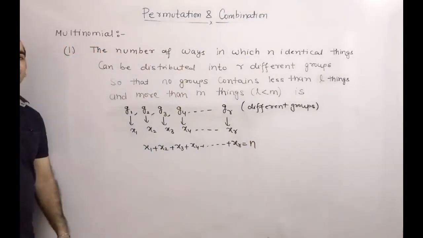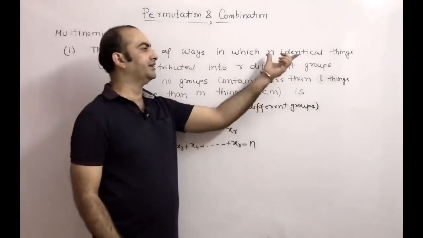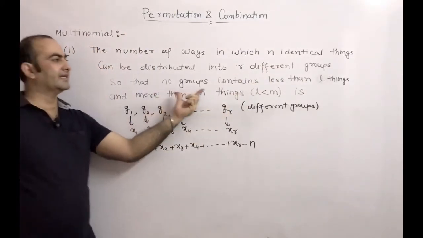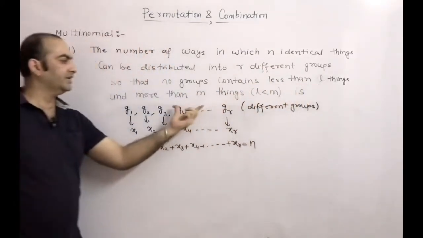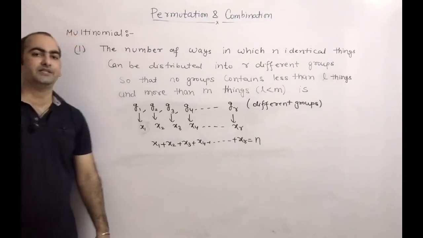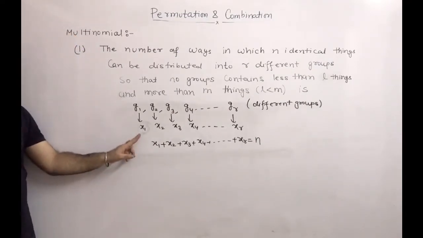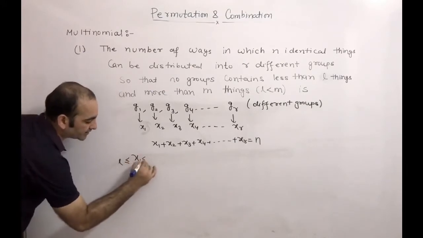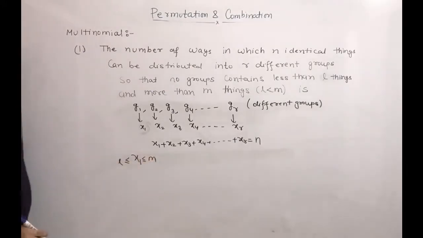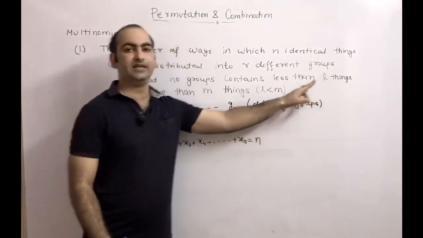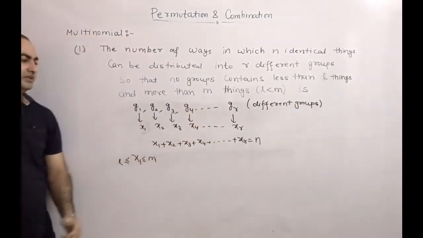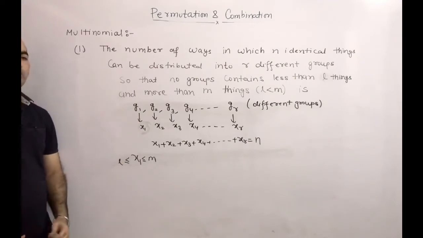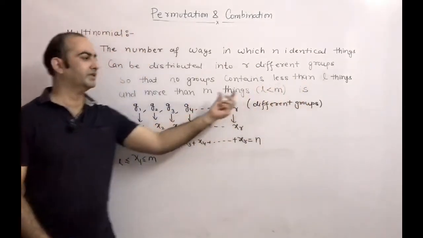The other condition given is that we have to distribute n identical things into r different groups in such a way that no group contains less than l things and more than m things. So here we can say that if the g1 group is containing x1 things, then x1 should be greater than or equal to l and less than or equal to m, because given is that no group contains less than l things and more than m things. Similarly for x2, x3, x4, the same condition will come.